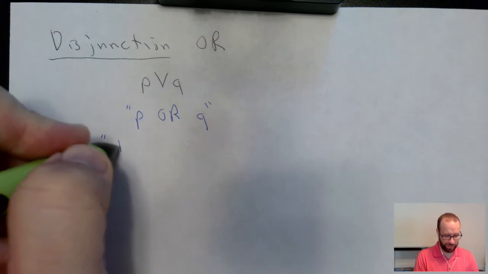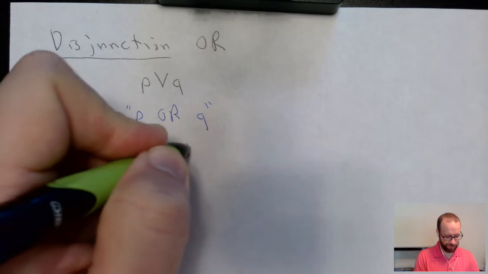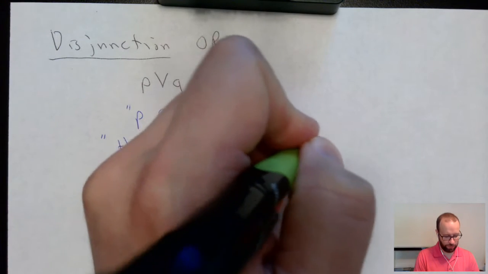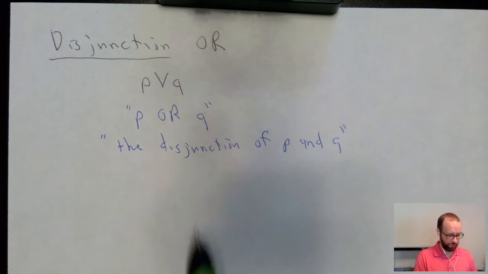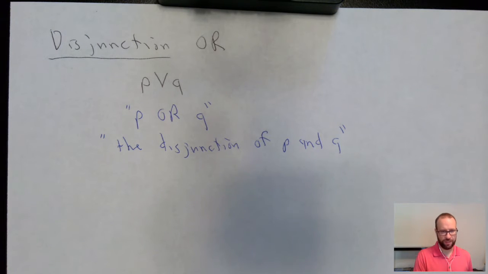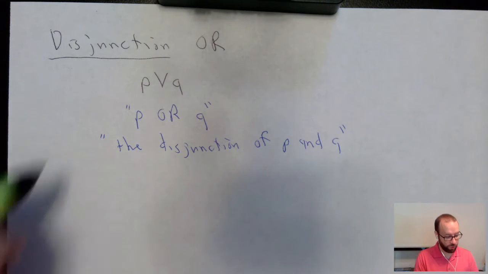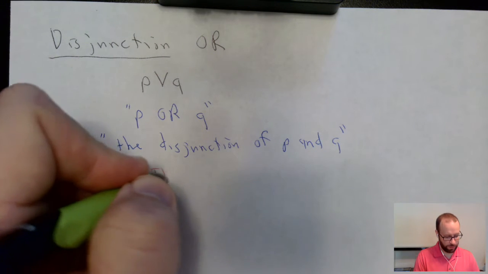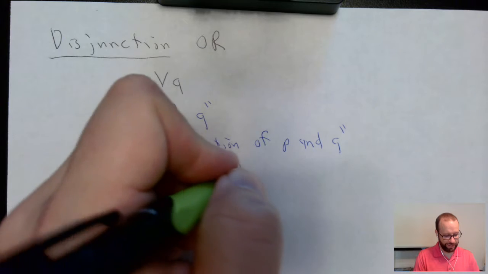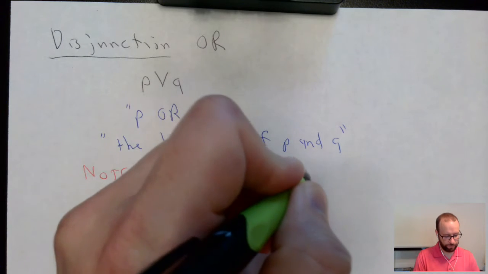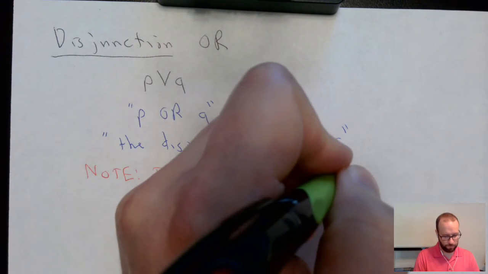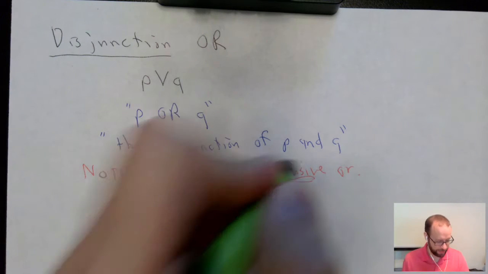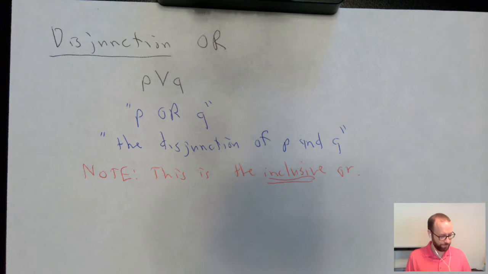And again, maybe I need to say the disjunction of P and Q, but usually we can just get away with calling that symbol or and saying it when we see it. One important note on disjunction: this is the inclusive or. Okay, so I'm going to ask you, do you like chocolate or vanilla? You can say yes, I like both of those things. Inclusive or.